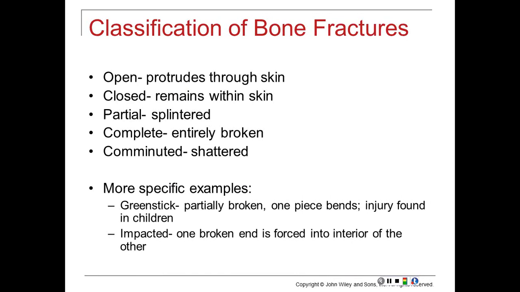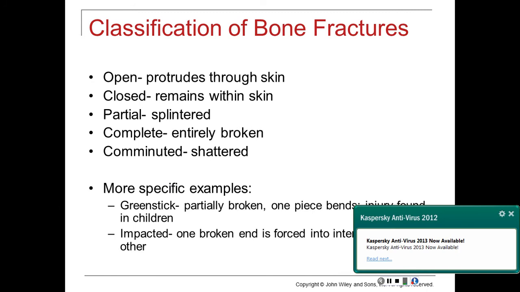We definitely got through calcium homeostasis. So let's talk about the classification of bone fractures. Bone fractures can be open, and some of you may have had these types of fractures before, or know someone that had. Open fractures are those that protrude through the skin. A closed fracture would remain within the skin. A partial fracture is where there's splintering and not a clean break.